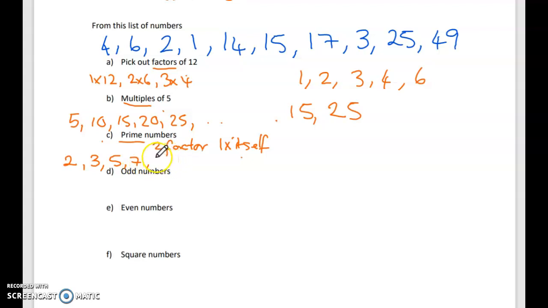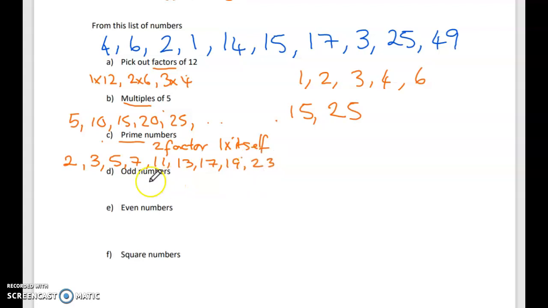Then we've got 11, then we've got 13, not 15 because you can do 3 times 5, not 16 because it's even, 17, 18 no, 19 yes, 20 no, 21 no because you do 3 times 7 to make 21, 23.